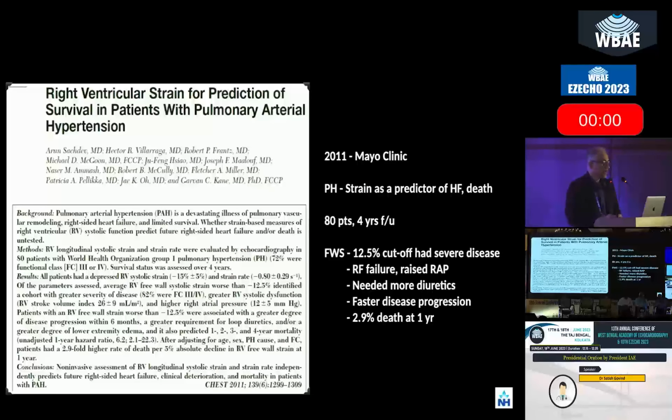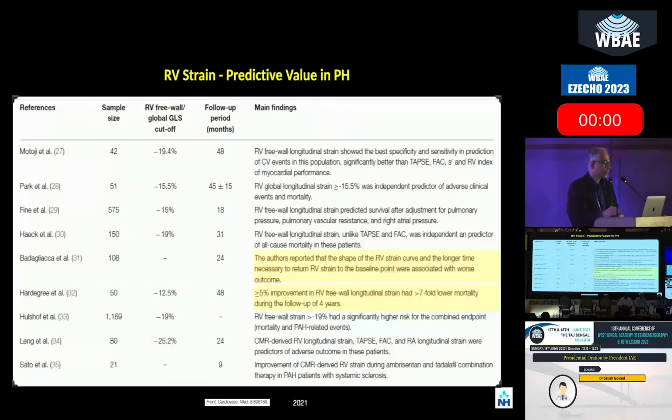Now, one of the earliest studies came from Mayo Clinic, and here they looked at strain as a predictor of heart failure and death, and using the older software they came up with free wall strain as a better one, and the cutoff was around 12.5. So the lower you go, the more adverse events your patients are likely to have in terms of disease progression, in terms of the RV failure itself.